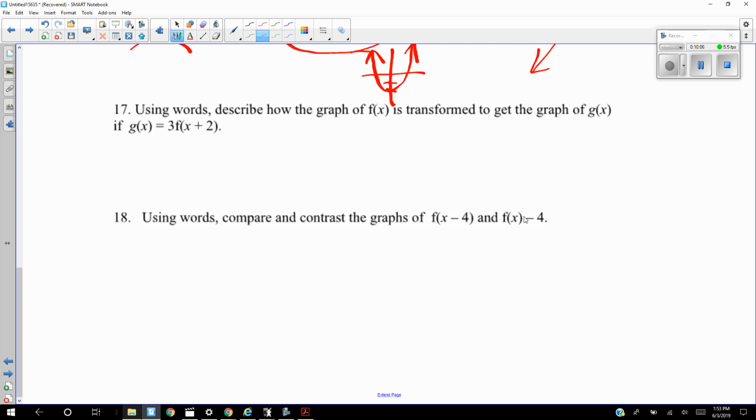Number 17, describe how the graph of f of x is transformed to get this graph. So really a lot of what we did on that first page. You got a 3 on the outside, so that stretches the graph. You got a positive 2 on the inside, that's a horizontal shift.